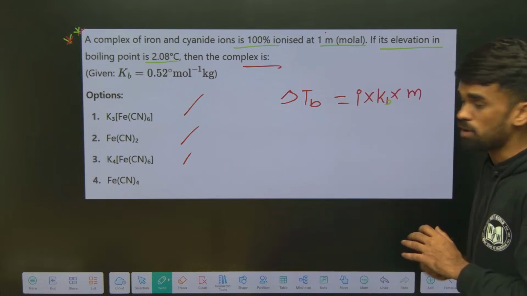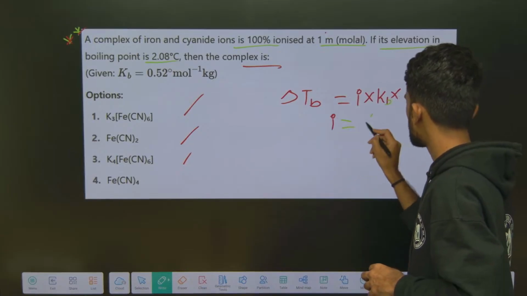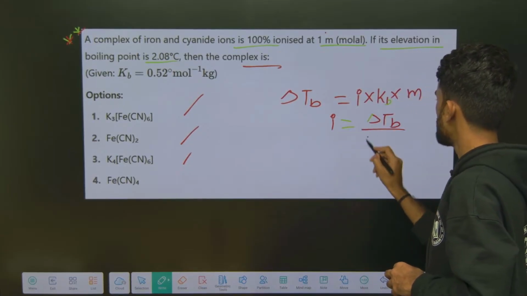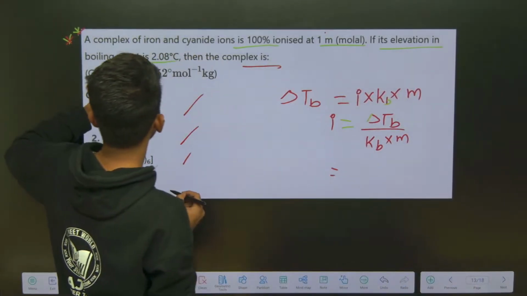delta TB equals i Kb m is a standard formula, right? So I want the value of Van 't Hoff factor i. So I can write i equals delta TB by Kb m. Okay, so here delta TB, how much?